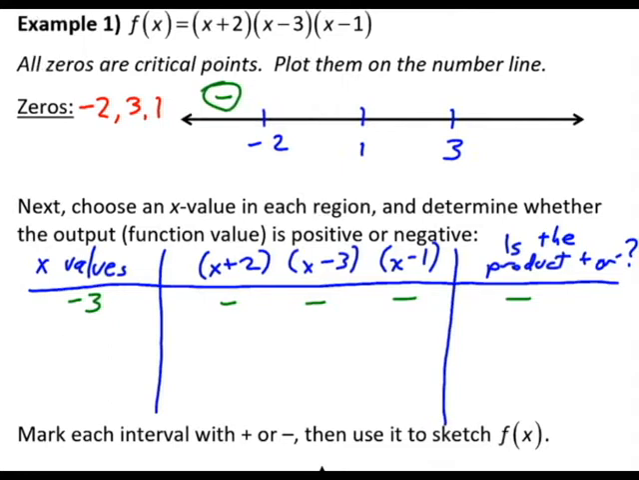In the next interval, we'll test 0. 0 plus 2 is positive. 0 minus 3 is negative. 0 minus 1 is negative. The product is a negative times a negative, which is positive. So this interval between x equals negative 2 and x equals 1 is going to be entirely composed of positive output values.